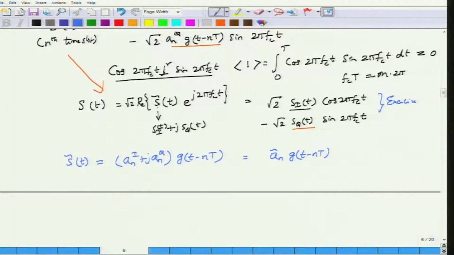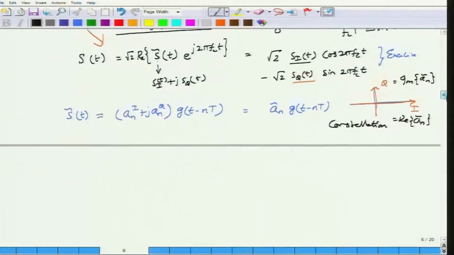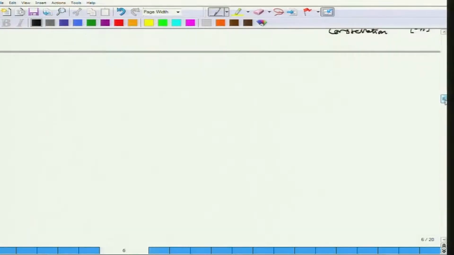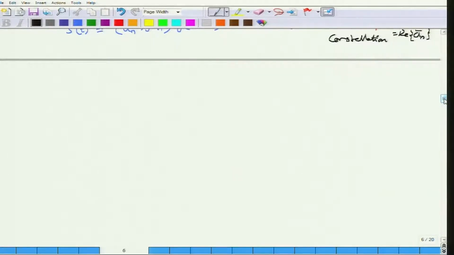So the complex baseband signal is essentially a complex signal, because this an bar or an tilde denotes a complex number, and this complex number can be plotted in the rectangular coordinate system, in the I and q axes. What is the I axis? The I axis is nothing but the real part of complex an, and q is nothing but the imaginary part of complex an. Such a plot is called a constellation plot, or simply a constellation, or sometimes a signal constellation. Let us now look at some examples of this signal constellation and then discuss how we can implement optical transmitters for this.